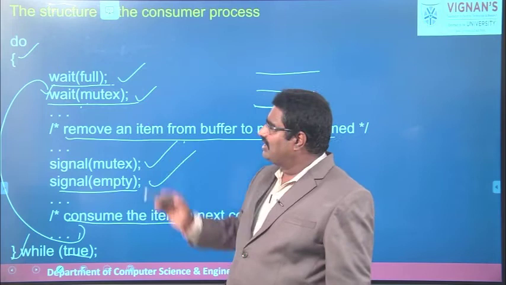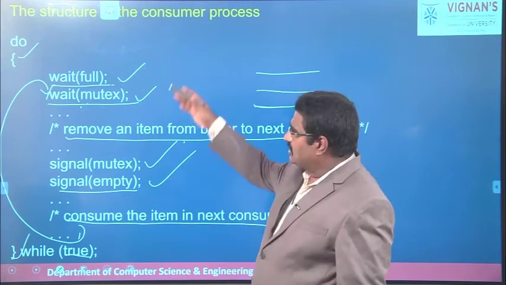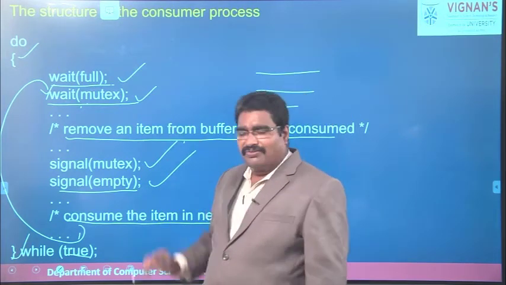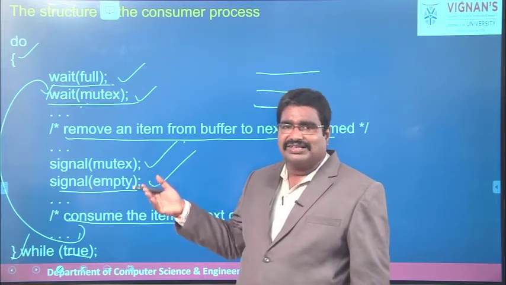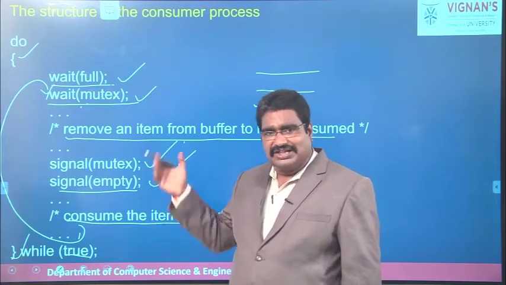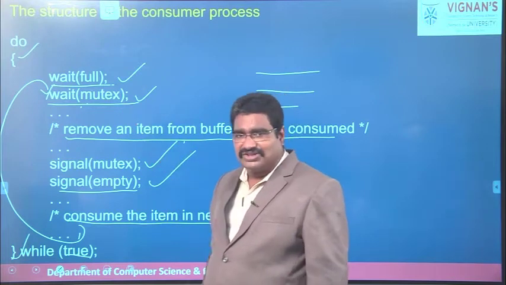For that reason, they call the wait. Similarly, in the consumer process, the consumer first waits for the object. For that reason, you use the wait full. Whenever the full is greater than 0, indicating that the items are available, it is decreased by 1 and comes out of the wait function.